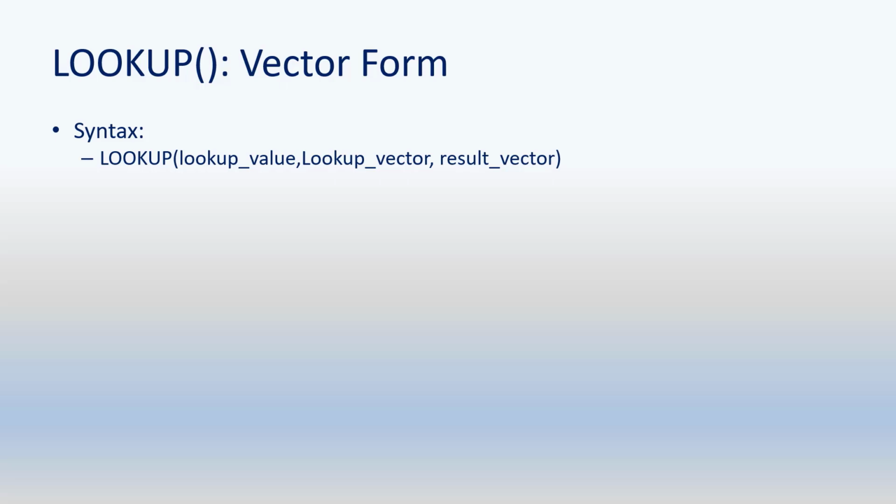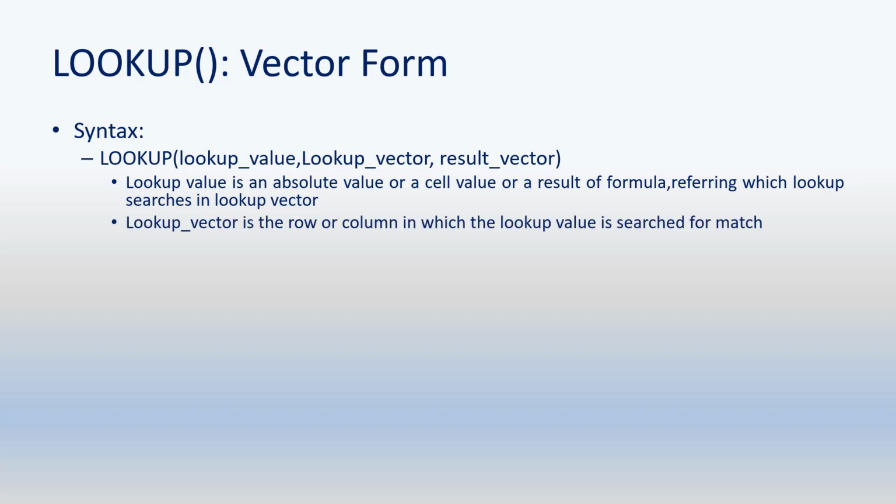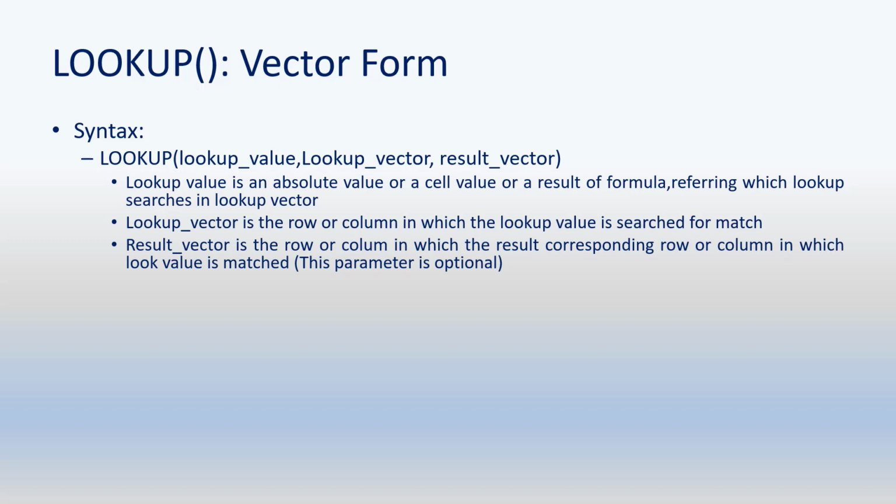Let us summarize the meaning of each argument. Lookup value is an absolute value or a cell value or a result of formula referring which the lookup searches in the lookup vector. The lookup vector is the row or column in which the lookup value is searched for a match. The result vector is the row or column in which the result corresponding to row or column in which the lookup value is matched. The result vector can be optional. When result vector is not mentioned, the search will be done in the lookup vector itself.